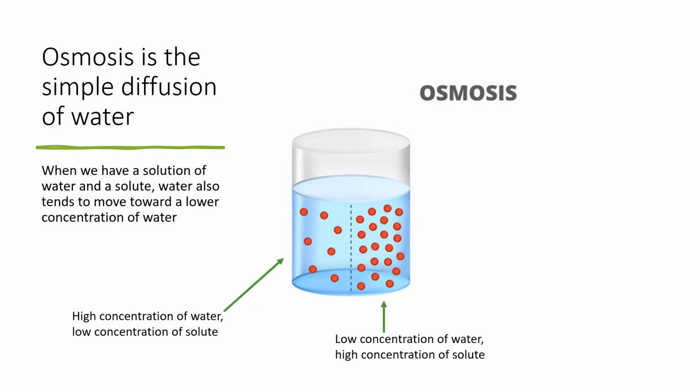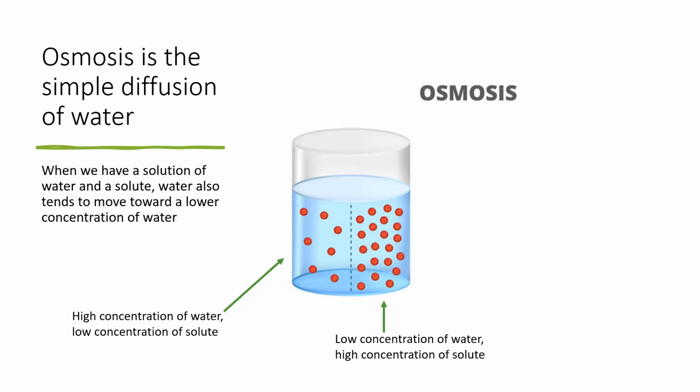Water also follows the same rules. Water molecules tend to move from a high concentration of water to a low concentration of water. Again, inside and outside of the cell, we have an aqueous solution. So we have water with different substances dissolved in it. In this case, water is the solvent, and the dissolved substances are the solutes.